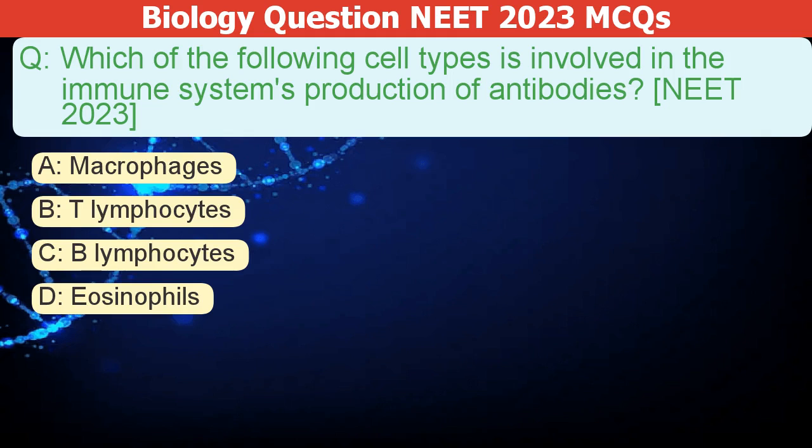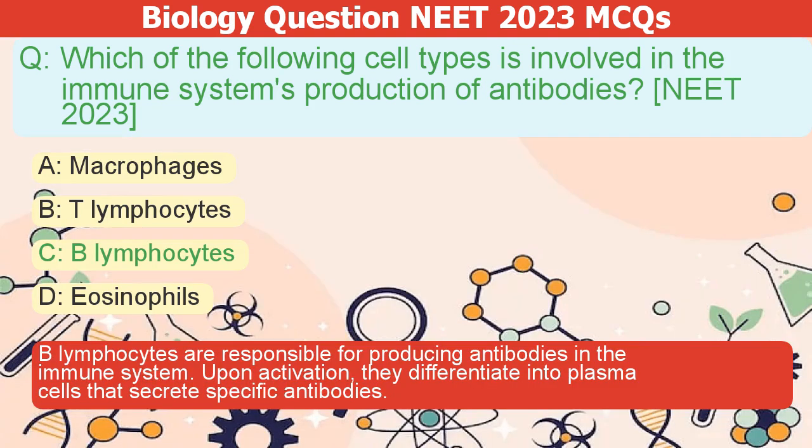Which of the following cell types is involved in the immune system's production of antibodies? NEET 2023. A. Macrophages. B. T lymphocytes. C. B lymphocytes. D. Eosinophils. The correct answer is C.